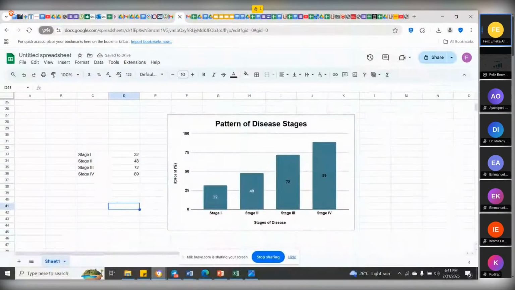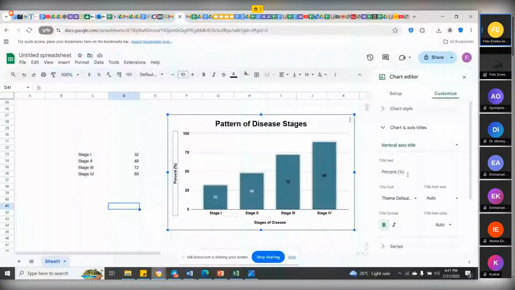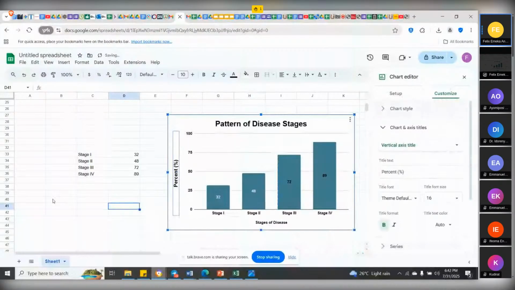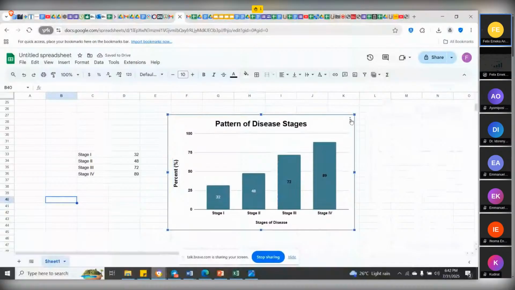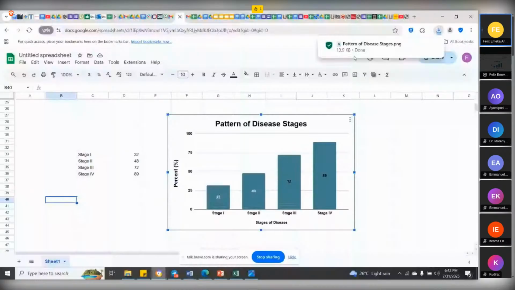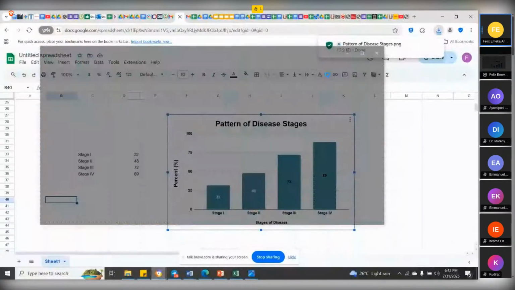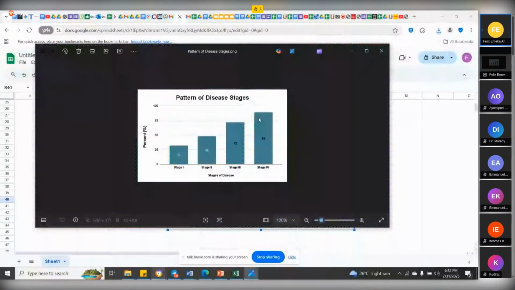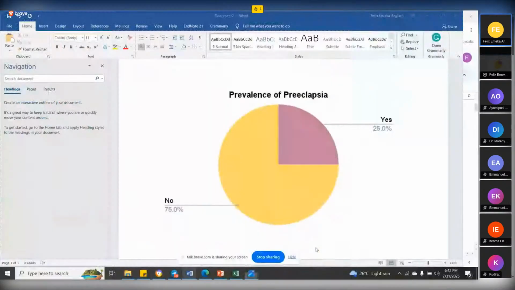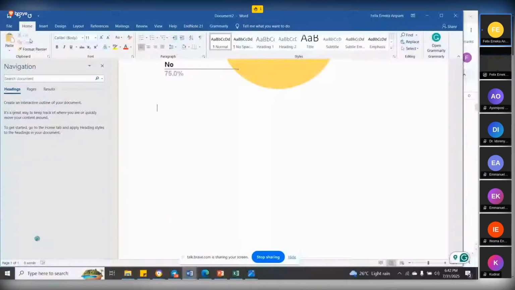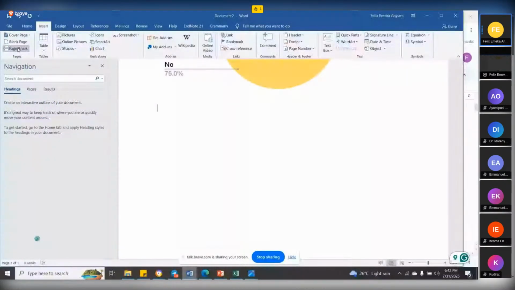If this percent and stages are too small, I can click on them and increase the font size to 16 if it's too small. Then when I'm done, I just click here, go to these three dots and download it as a picture form. Then click on it, open it, copy it, and paste it in Microsoft Word. Go to the next page, break, and paste it there. I have my second chart.